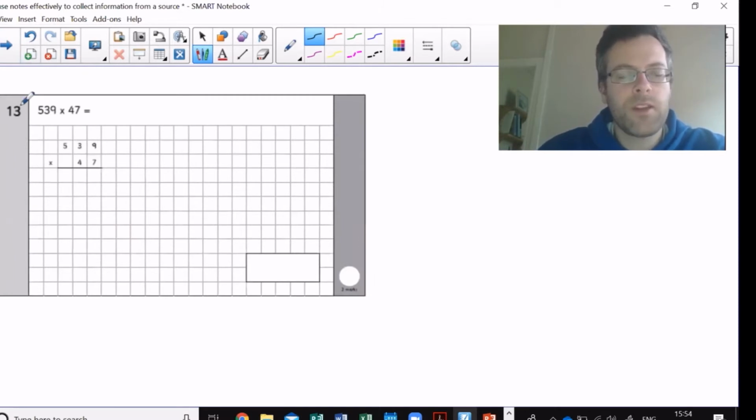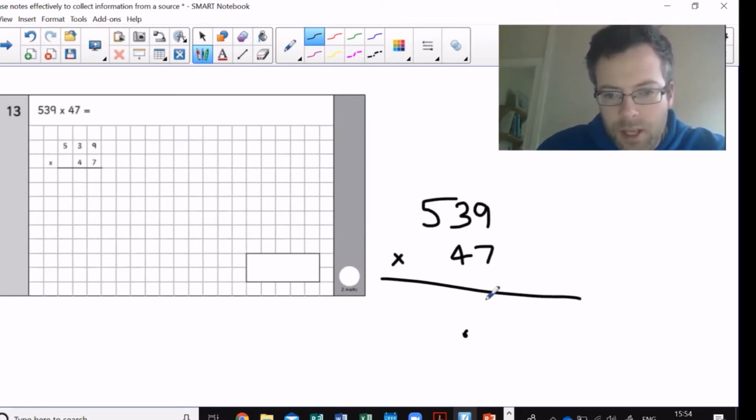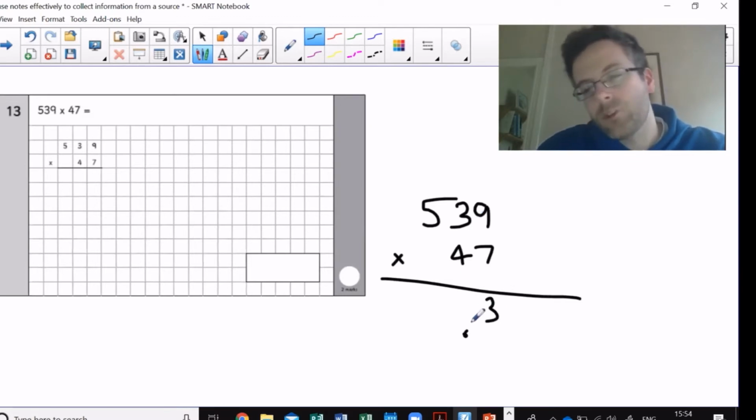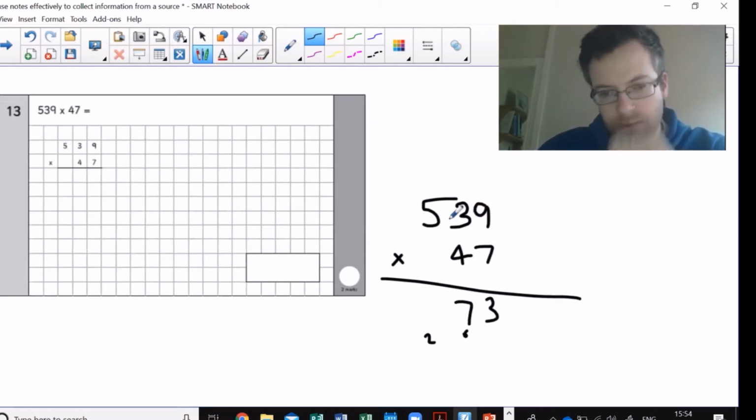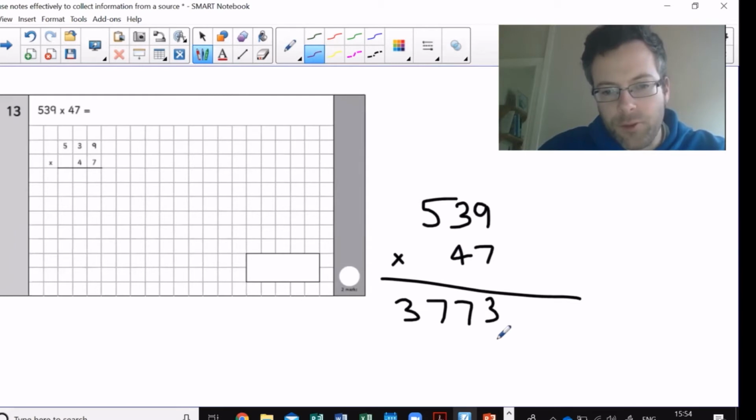Next one. 539 times 47. For this, there's no other way other than a contracted long multiplication. So I'm going to multiply everything by the 7 first. 7 times 9 is going to be 63. 7 times those 3 tens is 21 tens, plus those 6 tens, that's 27 tens. And then 7 times those 5 hundreds is 35 hundreds, plus those, so it's 37 hundreds. 3,773.